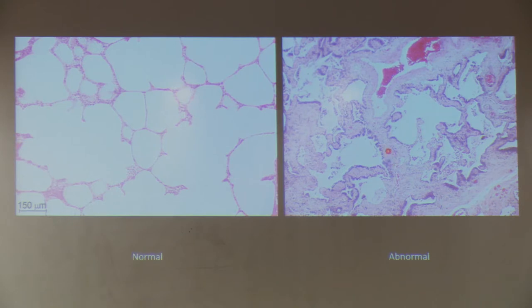It's hard to see, but if you look closely, there are a lot of blue dots in there. Those are inflammatory cells. So meaning there's a lot of inflammation. The thickening means there's a lot of collagen. So this is fibrosis also on a microscopic level.